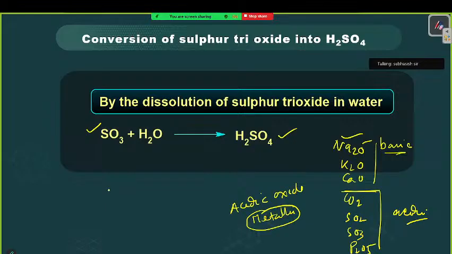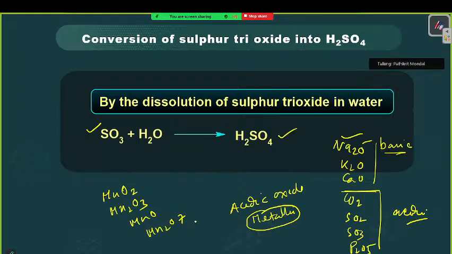Just see, manganese has many oxides like MnO2, Mn2O3, MnO, Mn2O7.